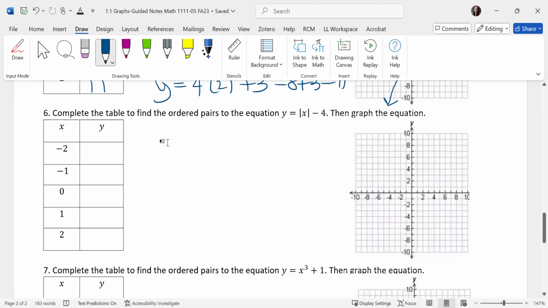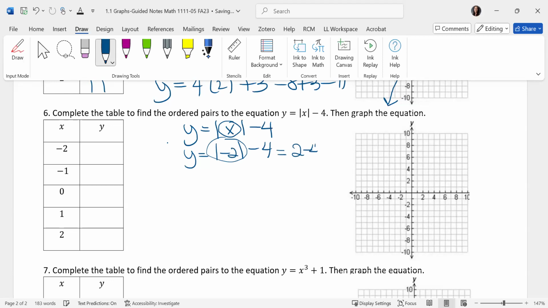6 is y equals the absolute value of x minus 4. And so let's plug in all the x values into the absolute value equation. So we have y equals the absolute value of -2 minus 4. Absolute value of -2, any number in the absolute value comes out as a positive. So it becomes 2 minus 4, which is -2. And so when x is -2, y is -2.